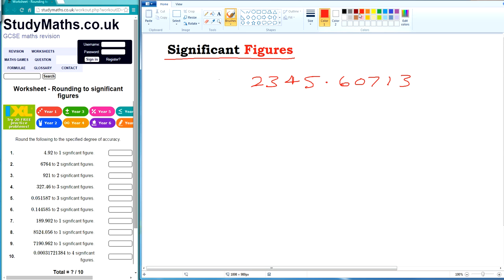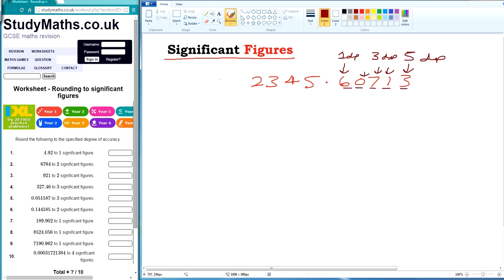234.560713. Now, if we look at this number from the point of view of decimal places, this would always be the first decimal place, second, and this one would be the third decimal place. That would be the fourth, and that would be the fifth decimal place. So decimal places live in one place. They don't move around. The first decimal place is the first place after the decimal point. It's always going to be in the same position.